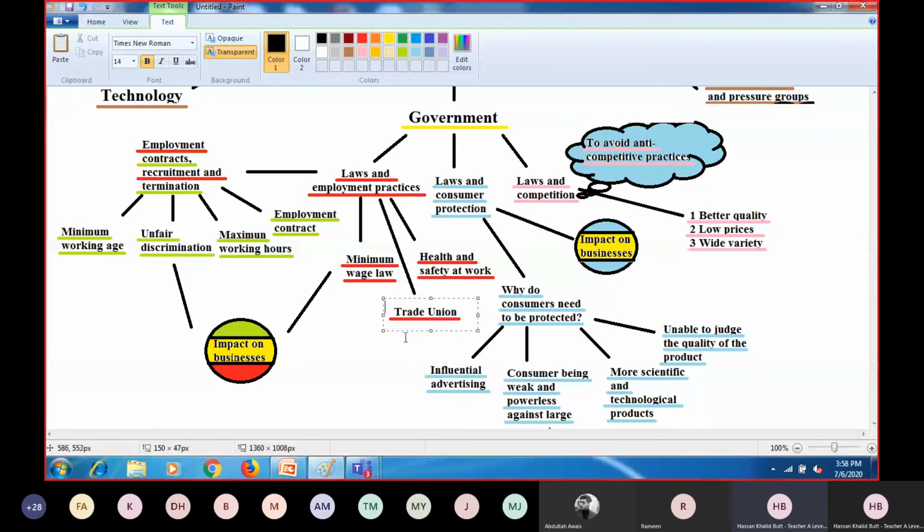So that's right. Trade union has a negative impact, but there is a positive impact as well. Do you know what is the positive impact of trade union?